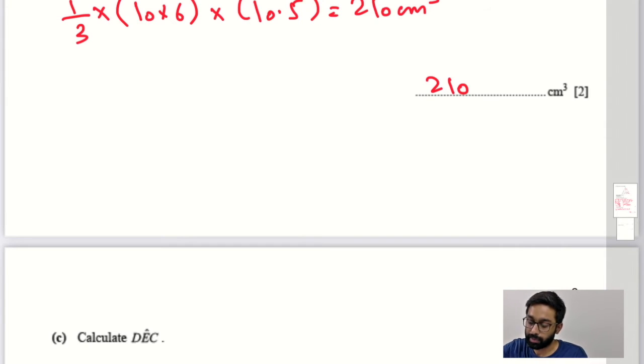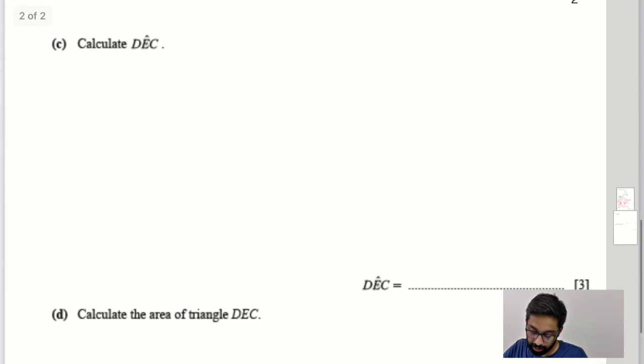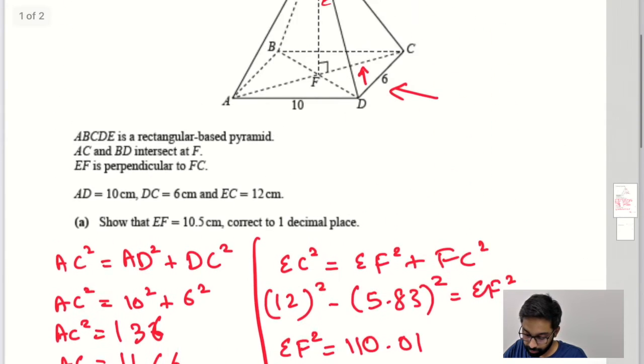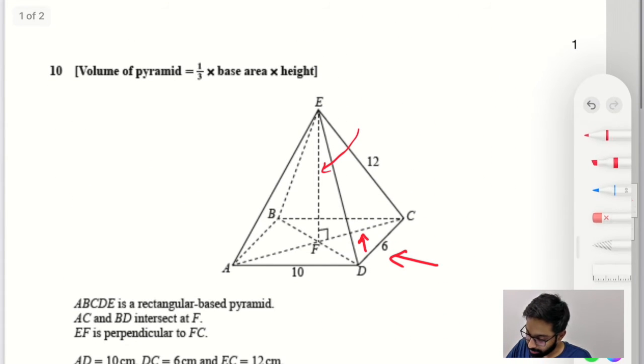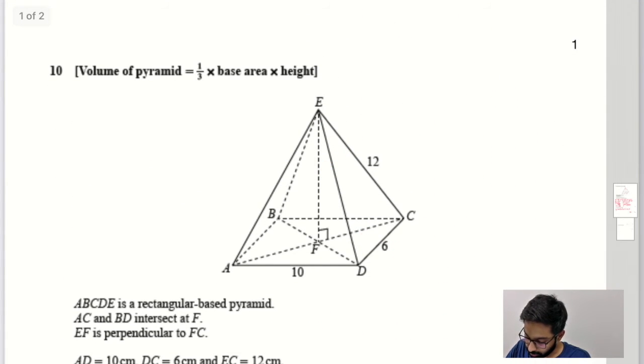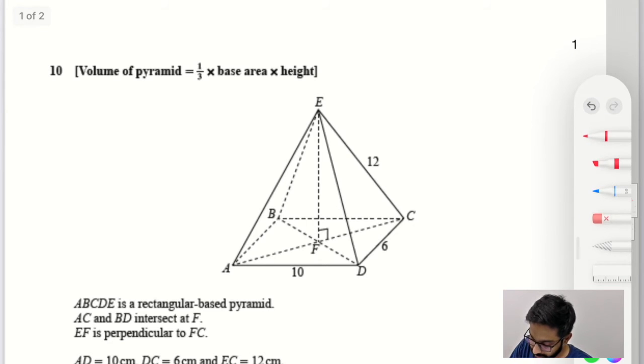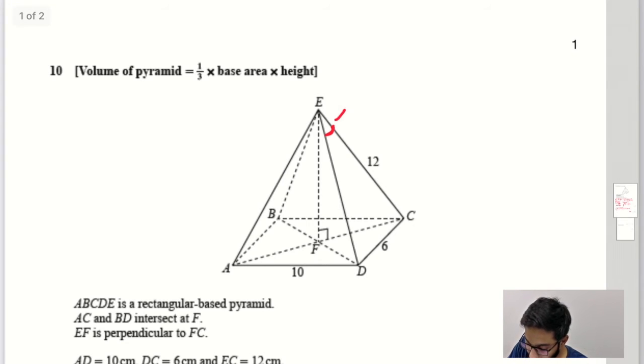Okay, now the next part, calculate DEC. Let me remove the other marks from the question so that we only have to calculate DEC. So DEC is this angle right here on the lateral triangle on the side. In order to find DEC, first we need to know the length of ED so that we can use the cosine rule. If EC is 12, ED would also be 12.